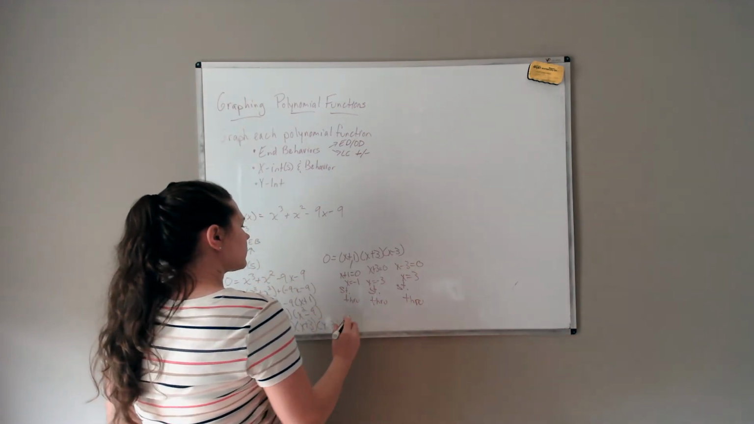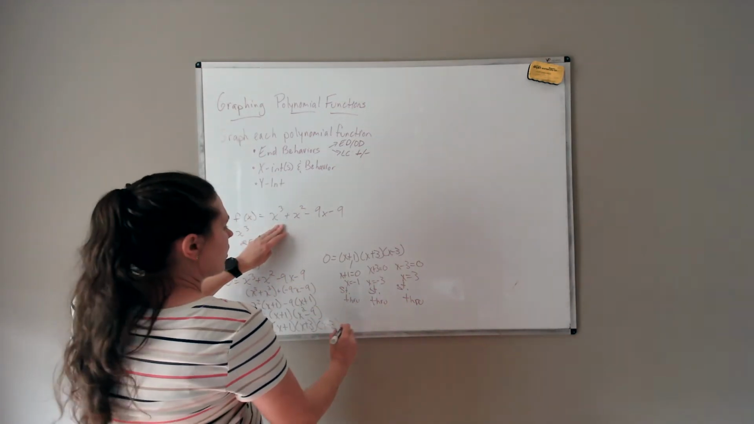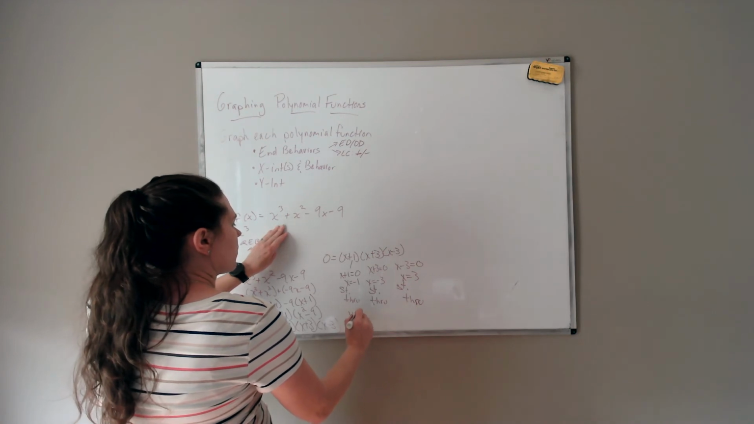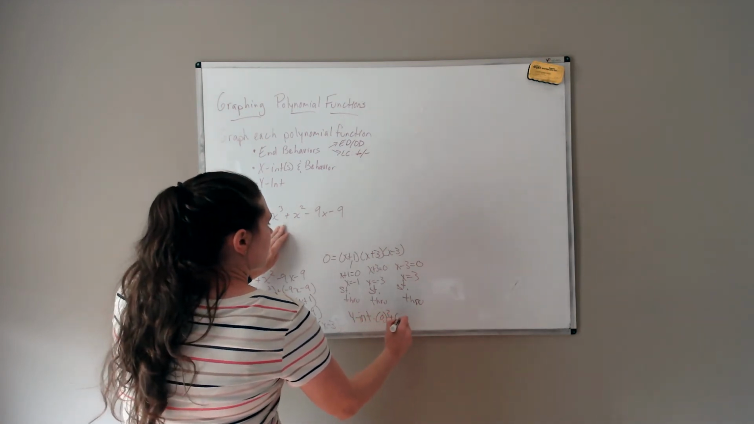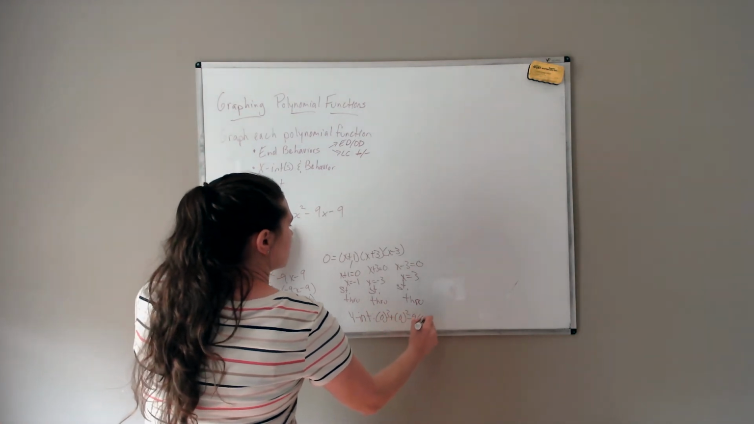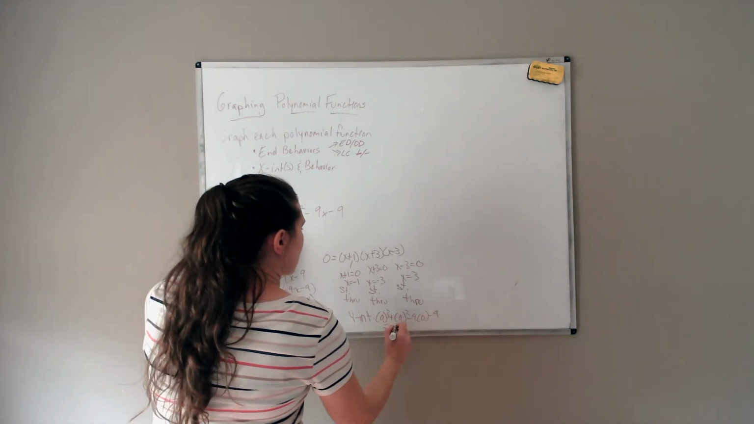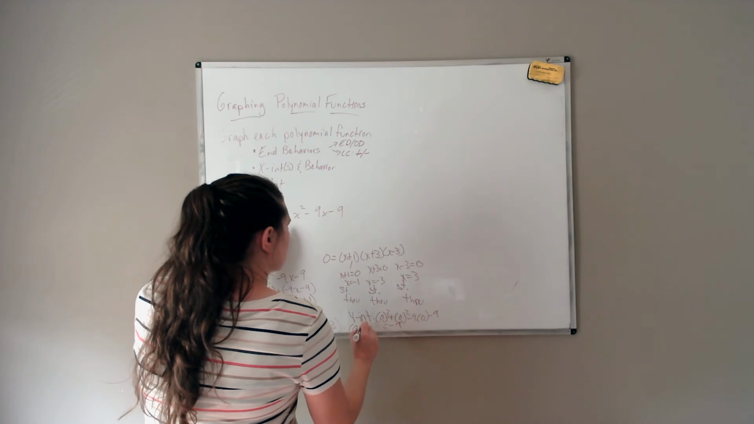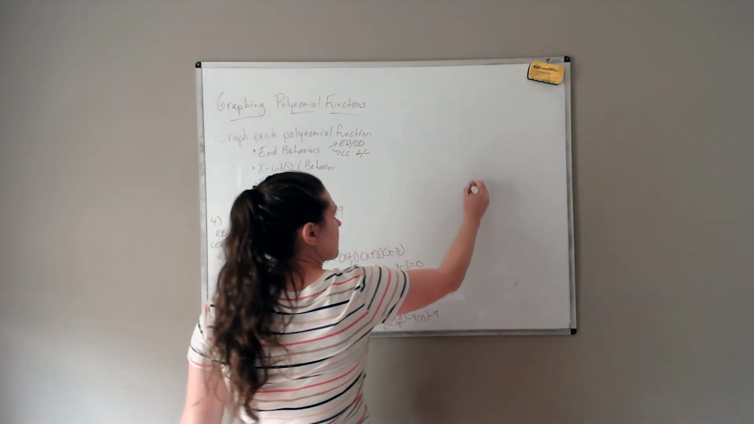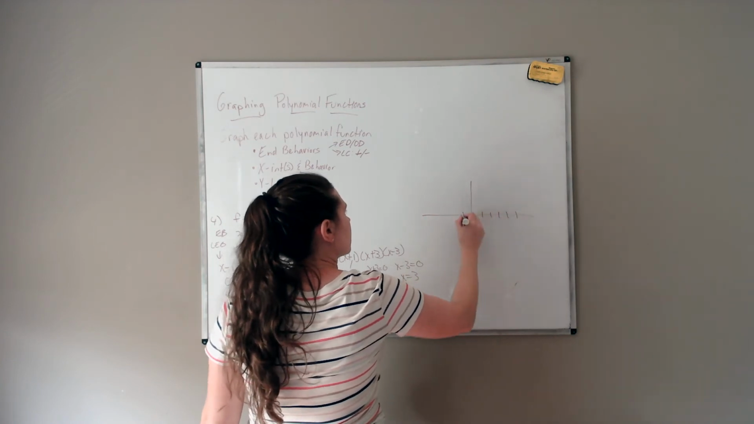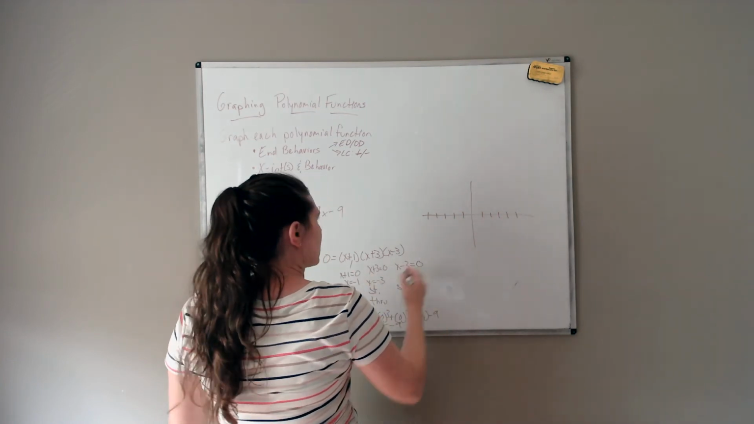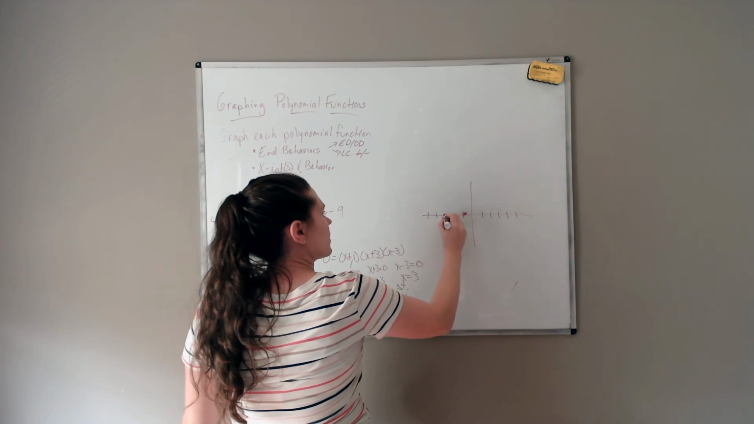Okay? Your y-intercept is going to be, what is y when x is 0? So 0 to the 3rd plus 0 squared minus 9 times 0 minus 9. That's going to be -9. So your y-intercept is (0, -9). So plot your x-intercepts first. One's at -1, one's at -3, one's at 3.